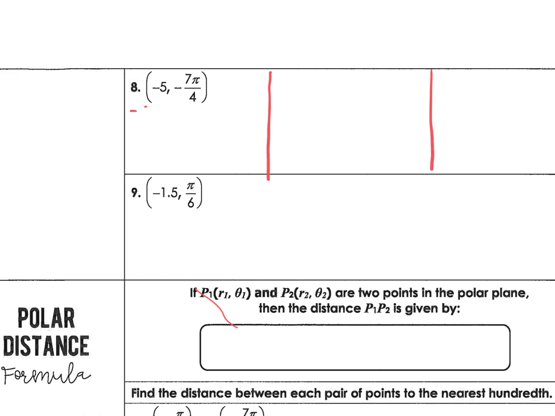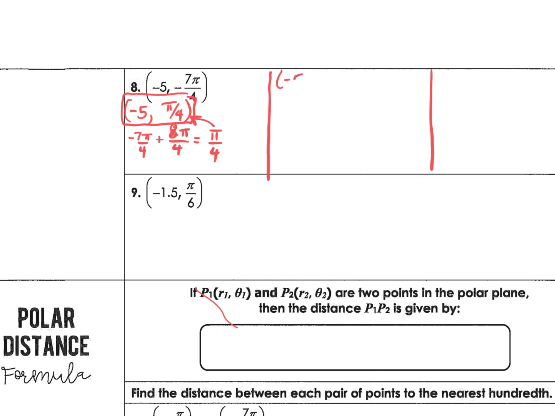So the first one's going to be negative 5, comma something. We're going to take negative 7 pi over 4, and we said we were going to add 2 pi to it. Well, 2 pi is 8 pi over 4, which leaves me with pi over 4. Cool, that's within the limit. So pi over 4, that goes here. And here's my first answer.